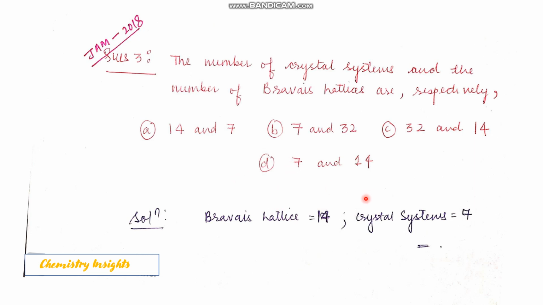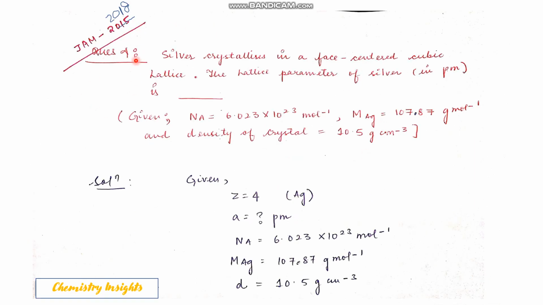Now let's dive into our second question. This is the second question from 2018, right? The question is: silver crystallizes in a face-centered cubic lattice. The lattice parameter of silver in picometer is. So we have to find out the lattice parameter of silver, right? The additional given information is Avogadro's number, the molar mass of silver, that is 107.87 gram per mole, and the density of the crystal as 10.5 gram per centimeter cube, right?